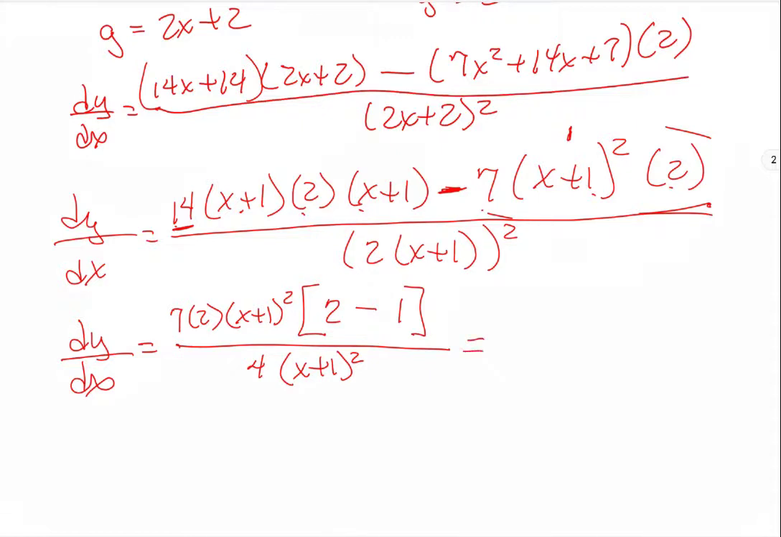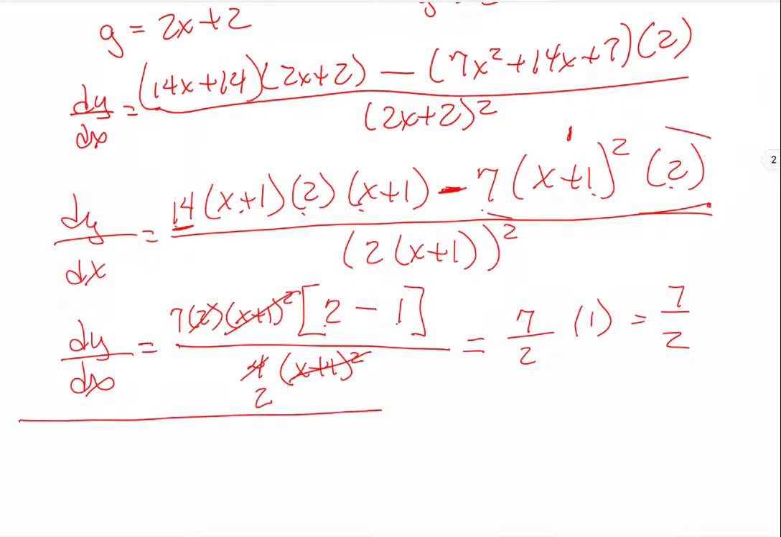Okay, so the 4 cancels here and leaves a 2, and these cancel here and they go bye-bye. So I'm left with a 7 over 2, and 2 minus 1 is 1, so this leaves 7 halves.